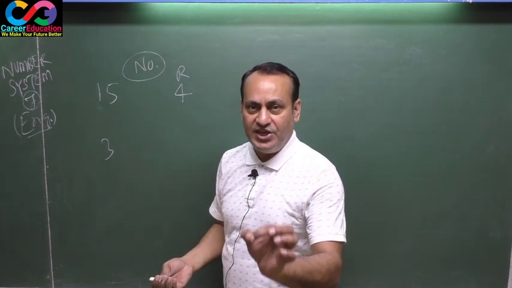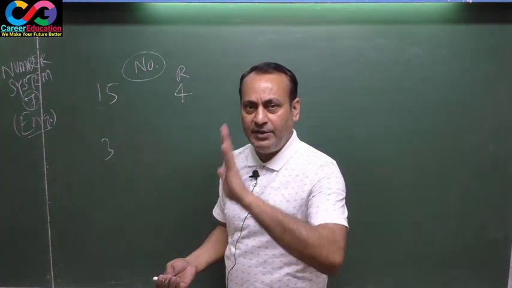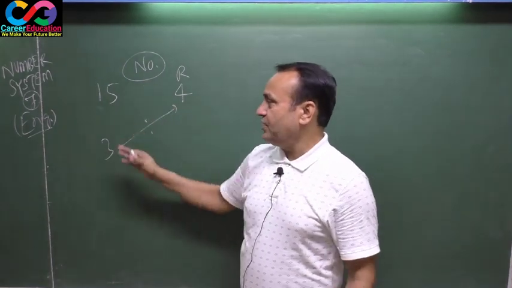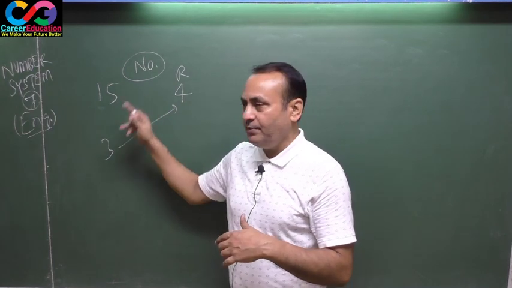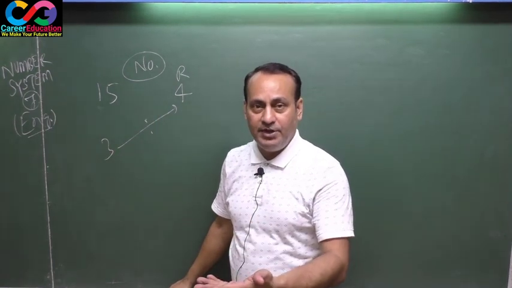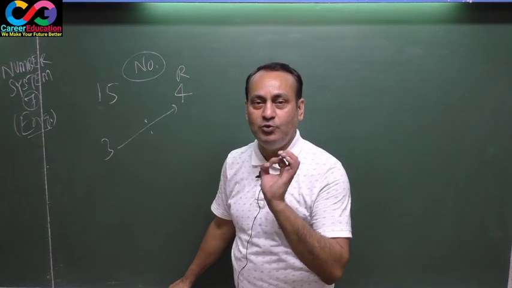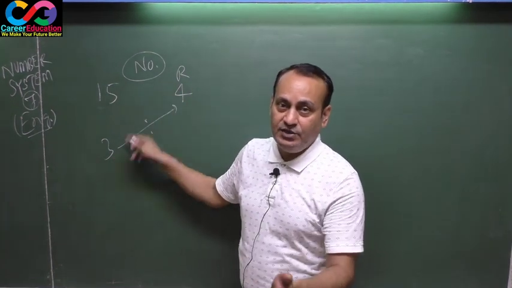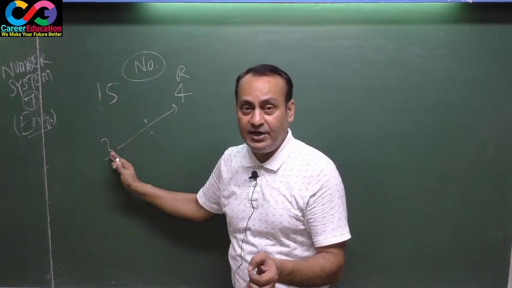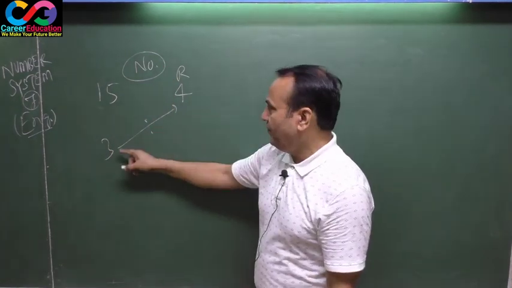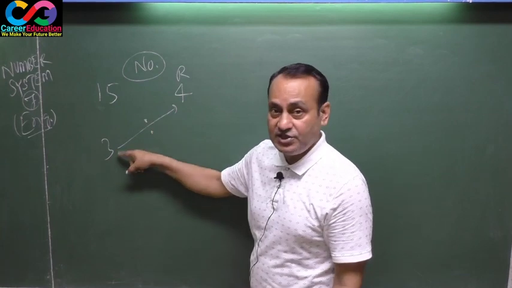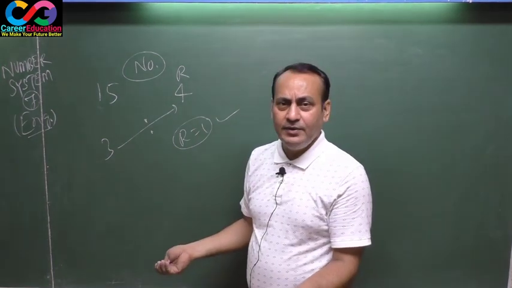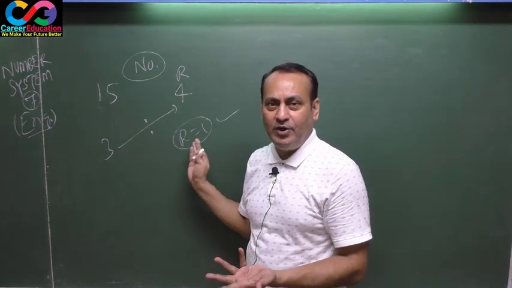In such a case, listen to me very carefully. When a number is divided by 15, the remainder is 4, and the same number is divided by 3, what will the remainder be? For such types of questions, you only have to divide this remainder by the second divisor. If 4 is divided by 3, the remainder will be only 1, and this is your answer.